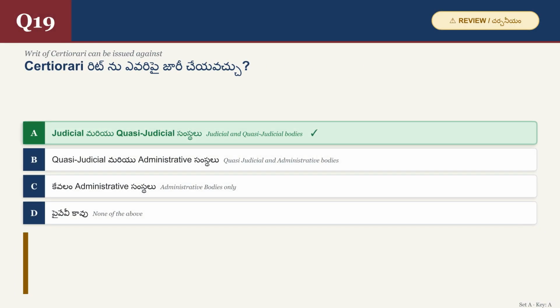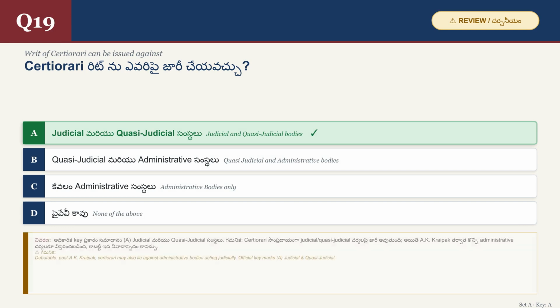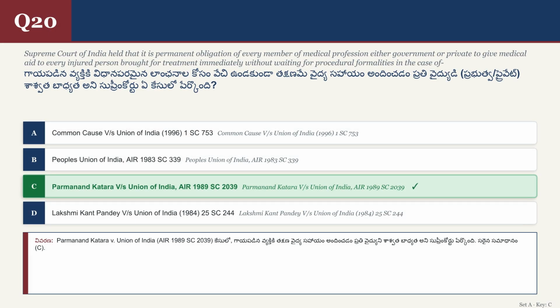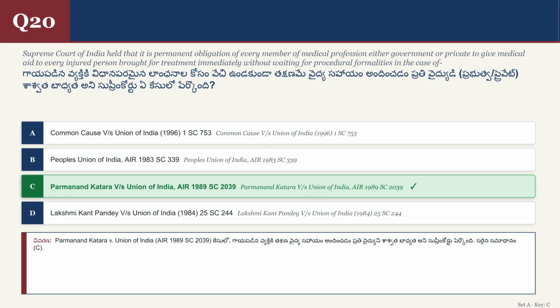Question 19 asks against whom the writ of certiorari can be issued. The correct answer, based on the official key, is A, judicial and quasi-judicial bodies. Question 20 asks, which case established the permanent obligation of medical professionals to provide immediate aid to injured persons? The correct answer is C, Parmanand Katara v. Union of India, AIR 1989 SC 2039.